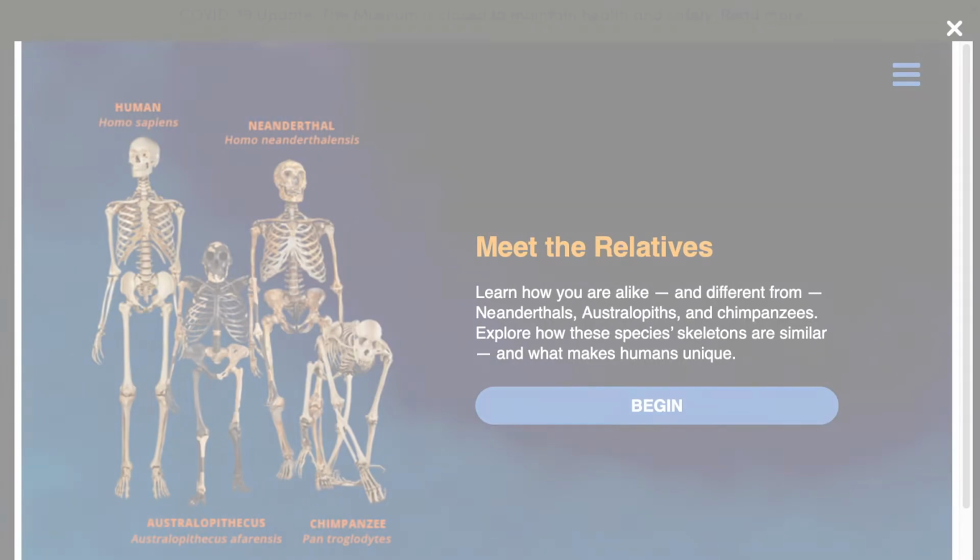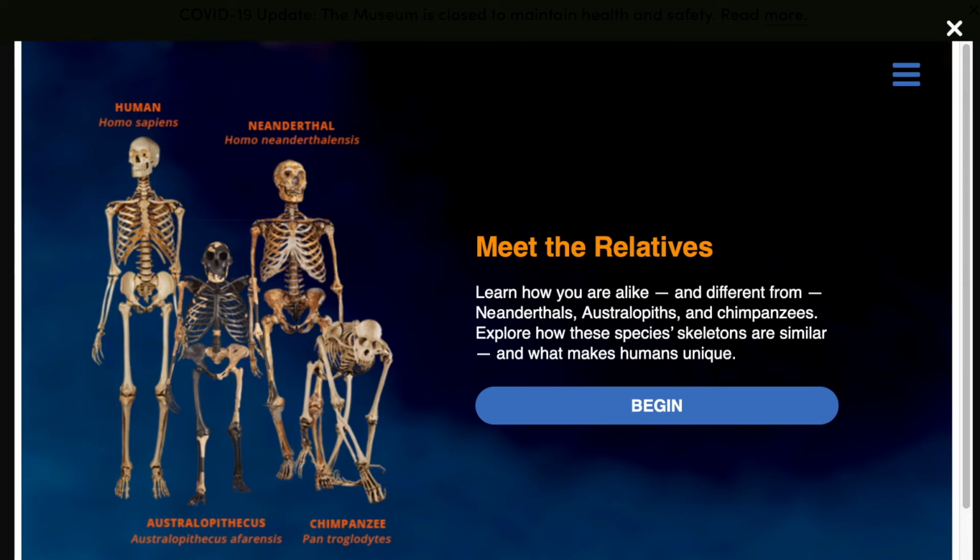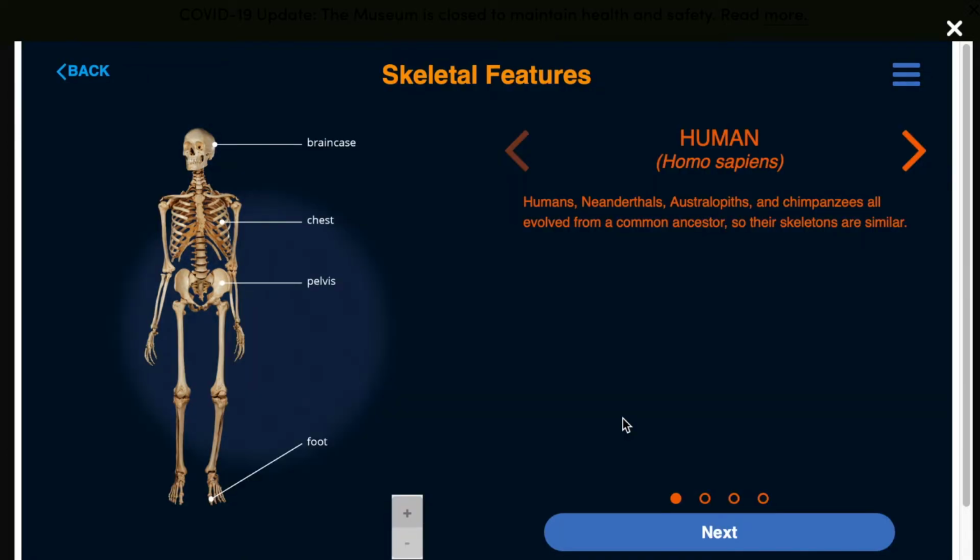Okay, so here's our Meet the Relatives activity, and I'm going to now introduce you to the 4 different species that we're going to be looking at. 3 of these species are hominins, including Homo sapiens, ourselves, as well as 2 other extinct species of hominins. And the 4th species is a modern-day chimpanzee. So here we have modern humans, also known as Homo sapiens. So again, this is ourselves.